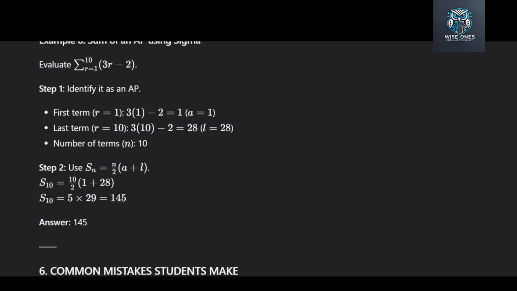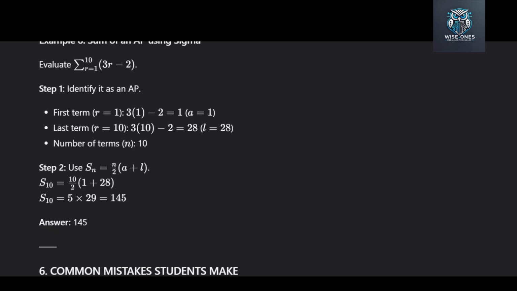Now let us look at example 8, sum of an AP using sigma. The question is, evaluate sigma from r equals 1 to 10 of open bracket 3r minus 2 close bracket. Step 1, identify it as an AP. Find the first term by putting r equals 1. 3 times 1 minus 2 equals 1, so a equals 1.